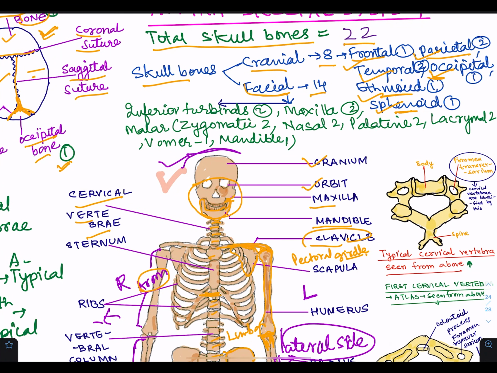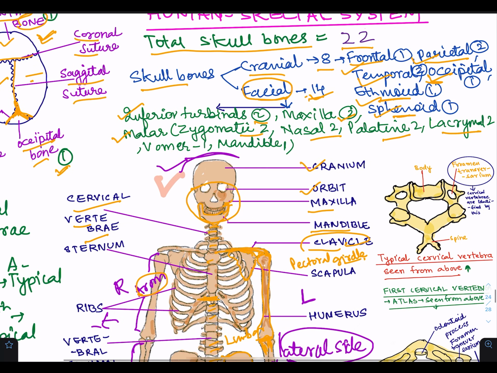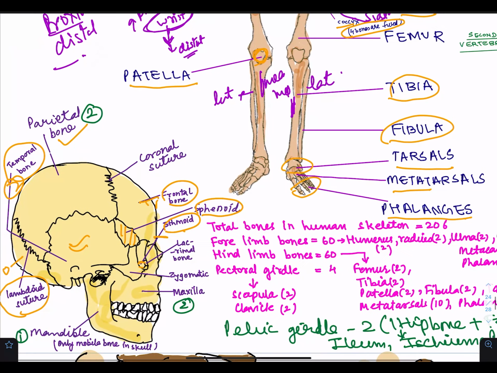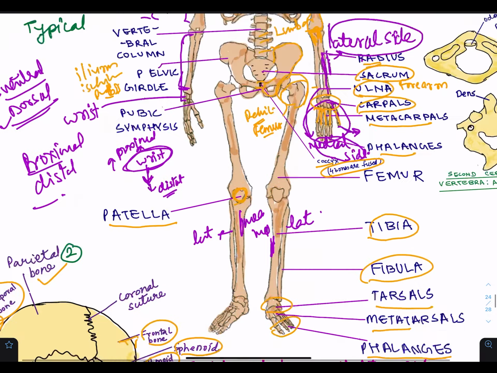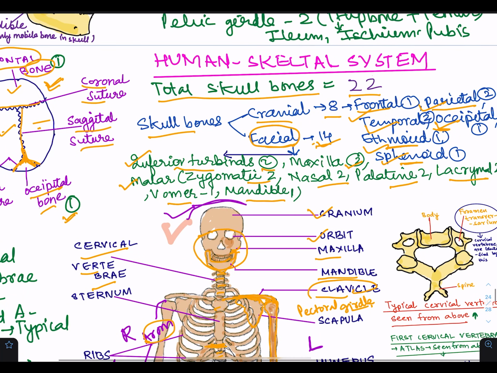Then we talk about the facial bones. They are 14 in number: inferior turbinals 2, maxillae 2, malar bones or zygomatic 2, nasal 2, palatine 2, lacrimal 2, vomer 2, and mandible 1. Mandible, as I told you, we can see, this is the mandible, this whole. But it is not possible to see all these bones in this view of the skull. We have to see the inside view of the skull and other sections, then only these bones will be visible.